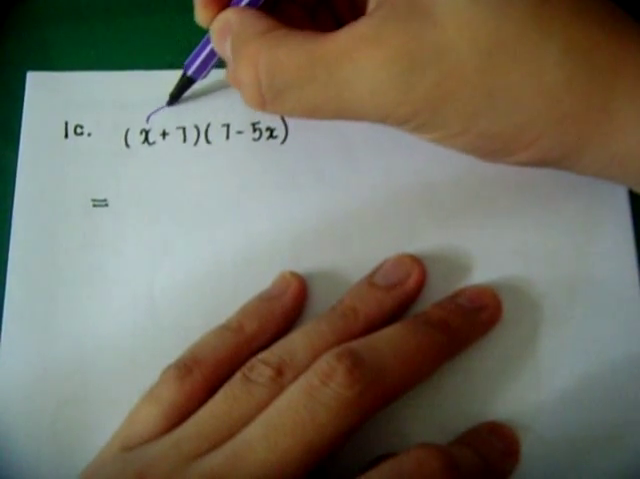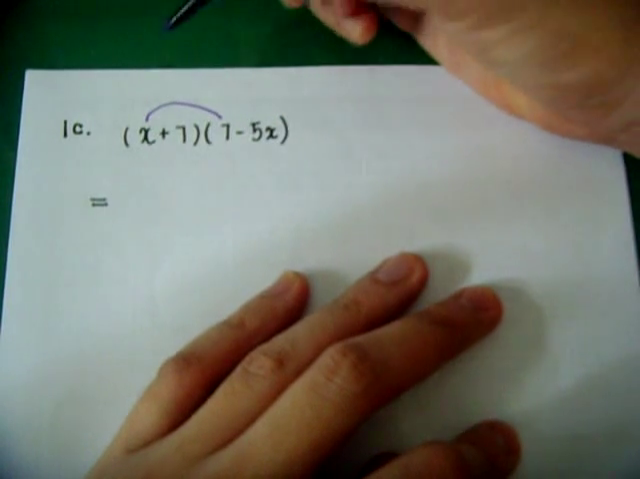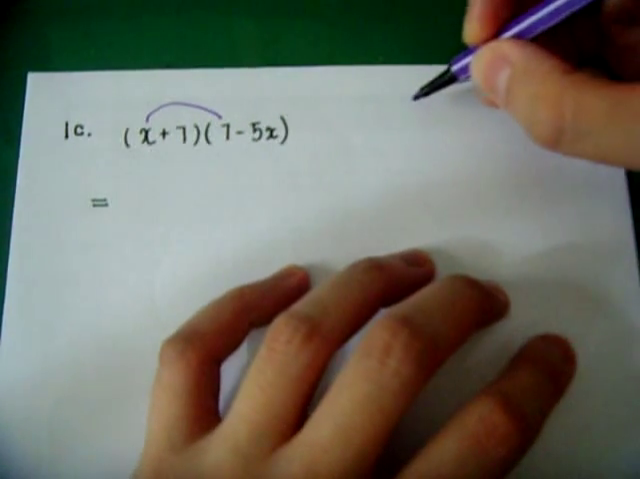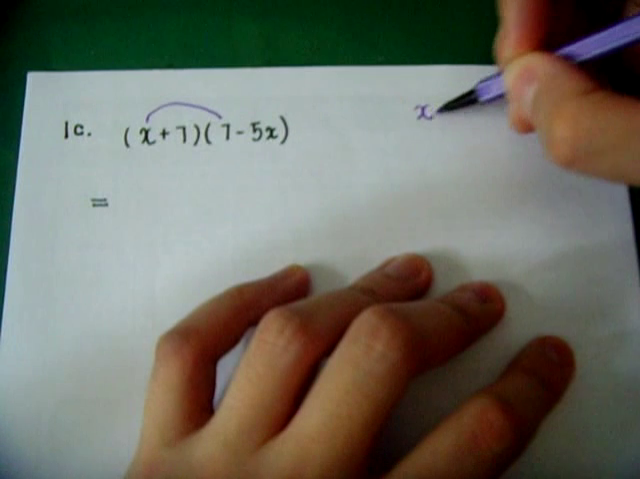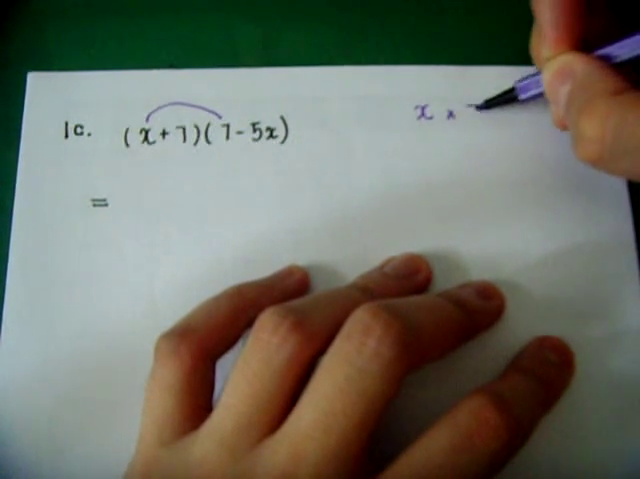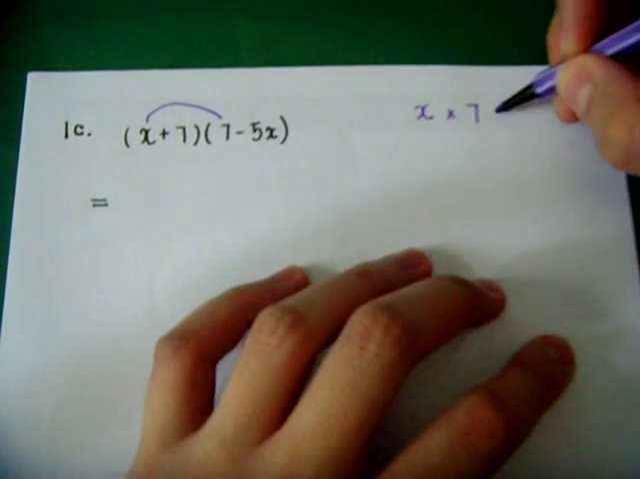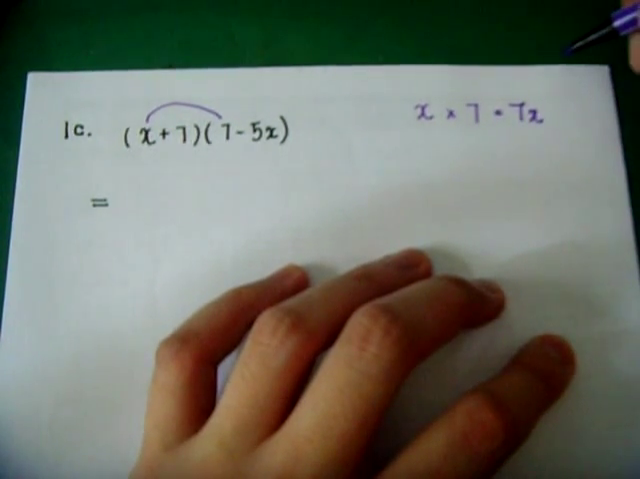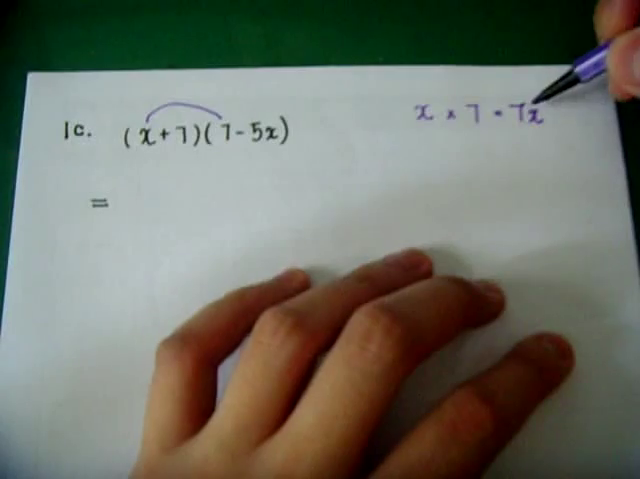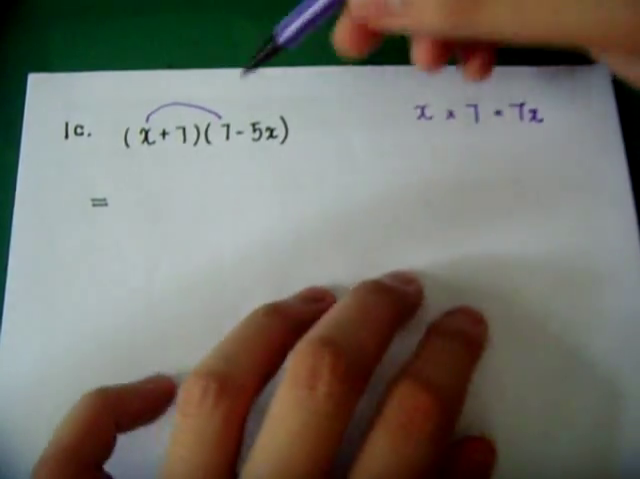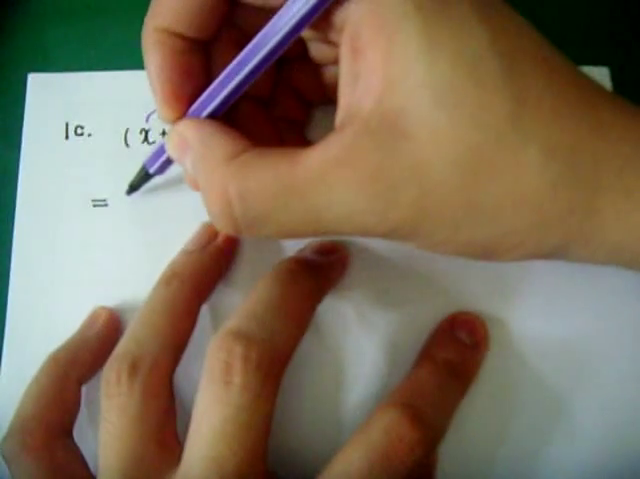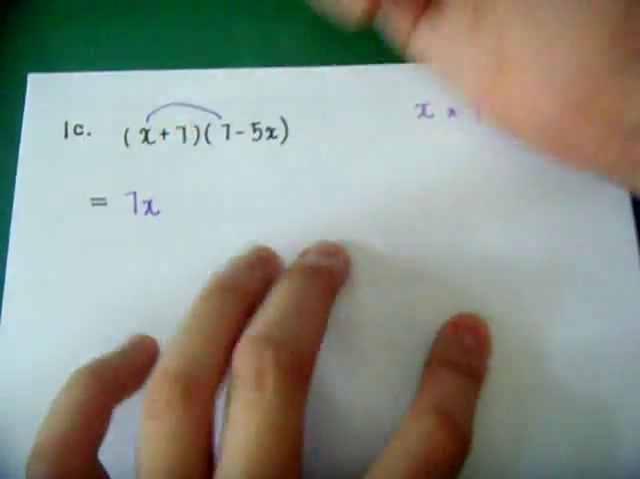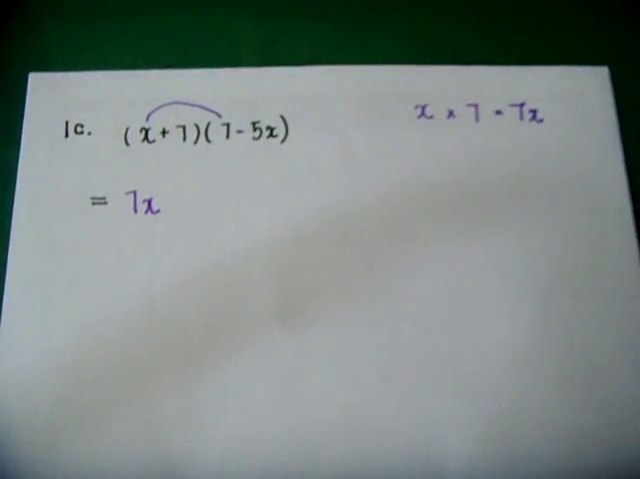First, you draw a line from here to here. So what does this mean? This means that you take x and you multiply it to 7. X times 7 will give you 7x. You should write it like this, with the number in front of the algebra. So x times 7 will give you 7x. Write it there.